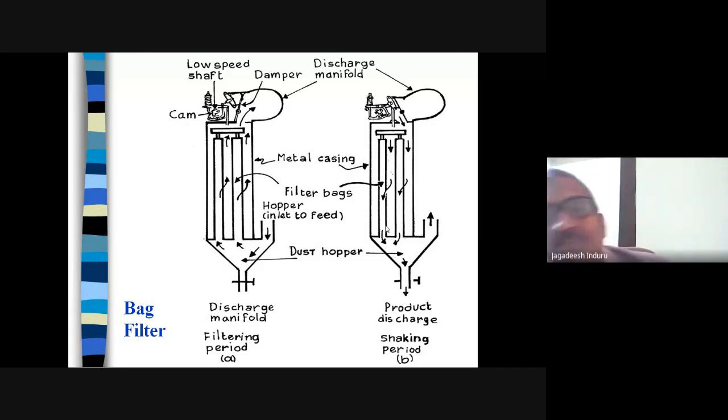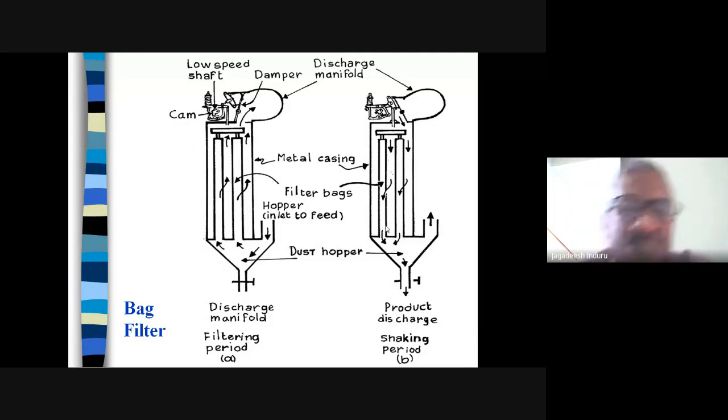Now, advantages and the disadvantages. The advantage of this particular mill is that you are going to separate the powder which is present in the air in the fluidized state. That is the major advantage of the bag filter.